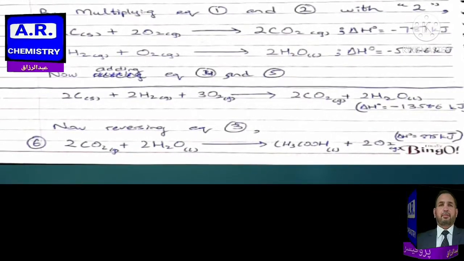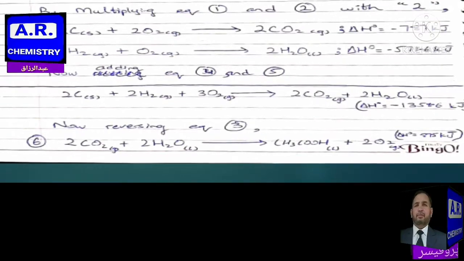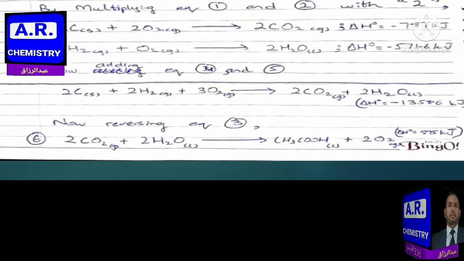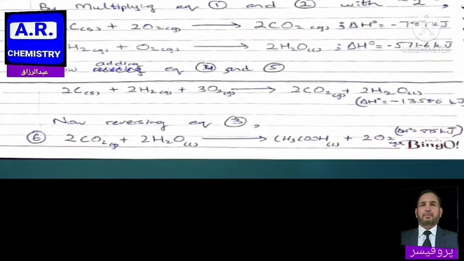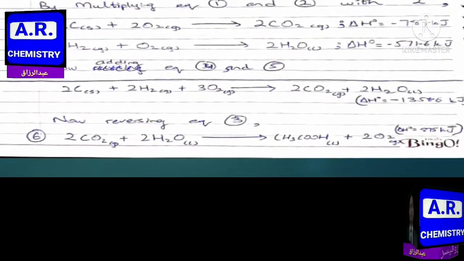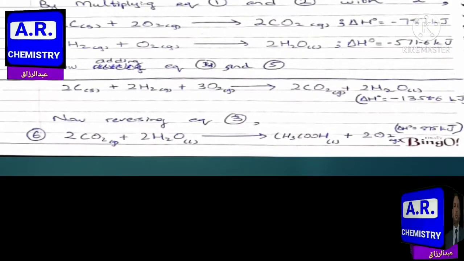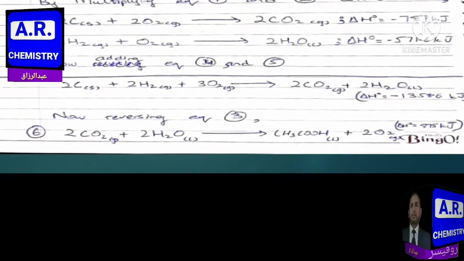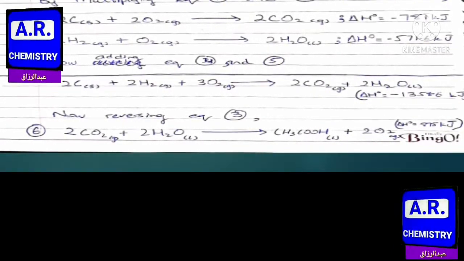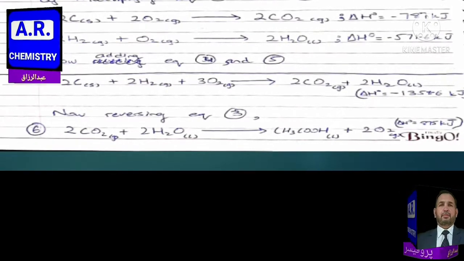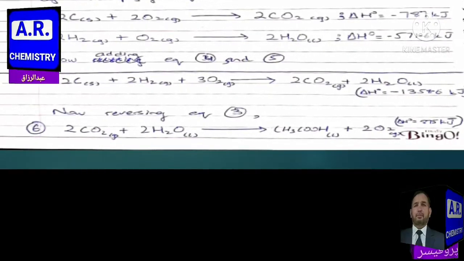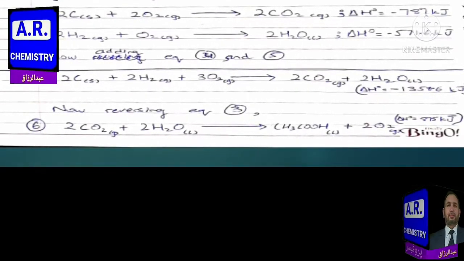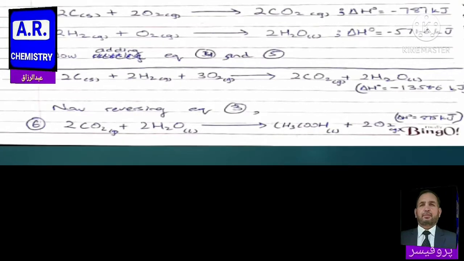In that equation you have 2 carbon, 2 hydrogen H2, 2 O2, and we get 2 carbon dioxide and 2 water. This equation was the result of the addition of the previous 2 equations, that is the combustion of carbon after multiplying by 2 and the combustion of hydrogen after multiplying by 2. Now you require acetic acid on the products side. But in the data it is present on the reactant side.